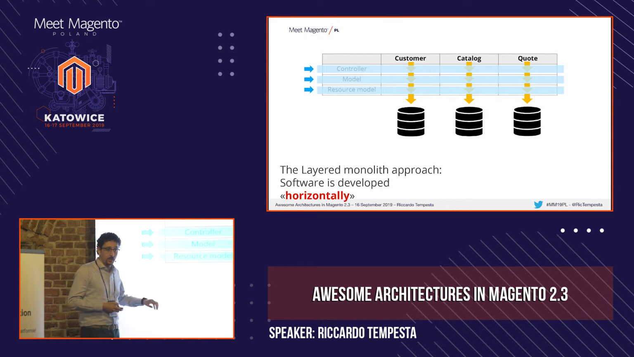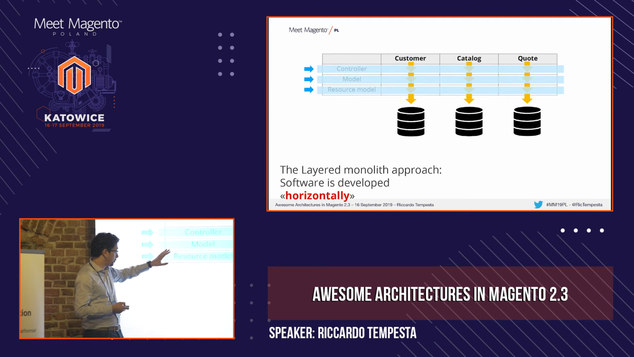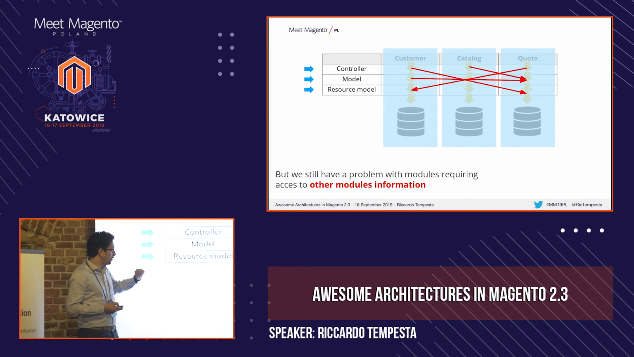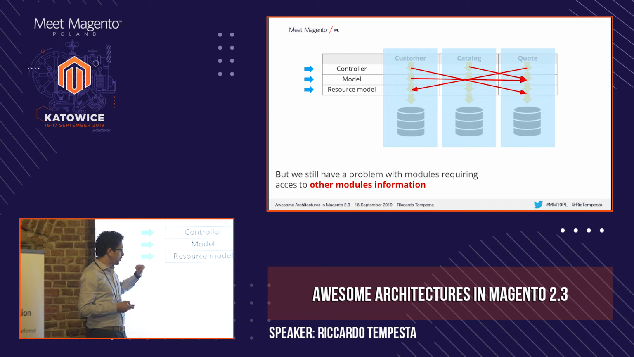What is service isolation? In the previous approach of the layer monolith, I told you basically the software was developed horizontally. We already explained this. In service isolation, the software is developed vertically. So basically, each module is developed independently, and it can be layered inside. It is not a problem. But I told you before that the problems come from the interaction between modules. And how can it be solved? Well, the solution is quite simple.